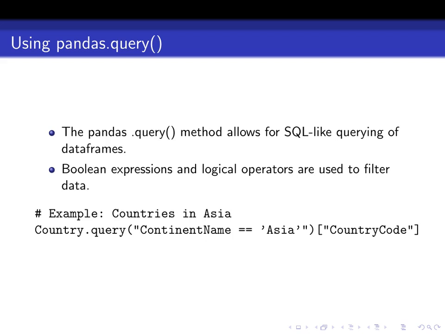Another example is using the pandas query method, which allows for SQL-like querying of data frames. This snippet demonstrates how to select country codes from countries in Asia.